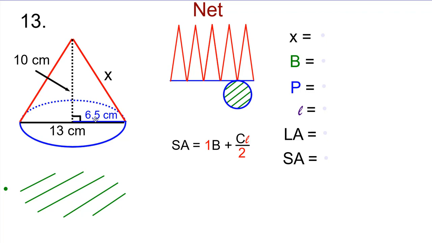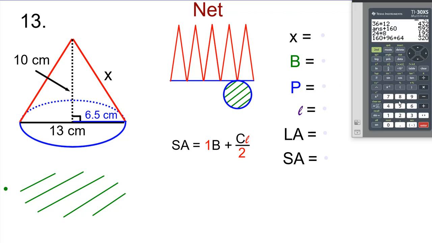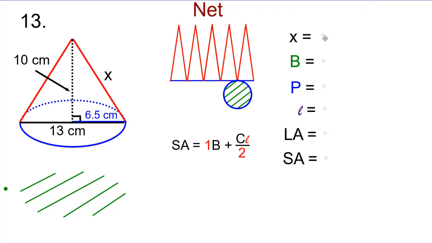All right, so we have 6.5, we have 10, and then we got to solve for the hypotenuse. So we're going to use the Pythagorean Theorem. We're going to do 6.5 squared plus 10 squared, which is 100. And then we're going to take the square root of that, so caret 0.5, which is equal to 11.93 if we round. So 11.93 centimeters.